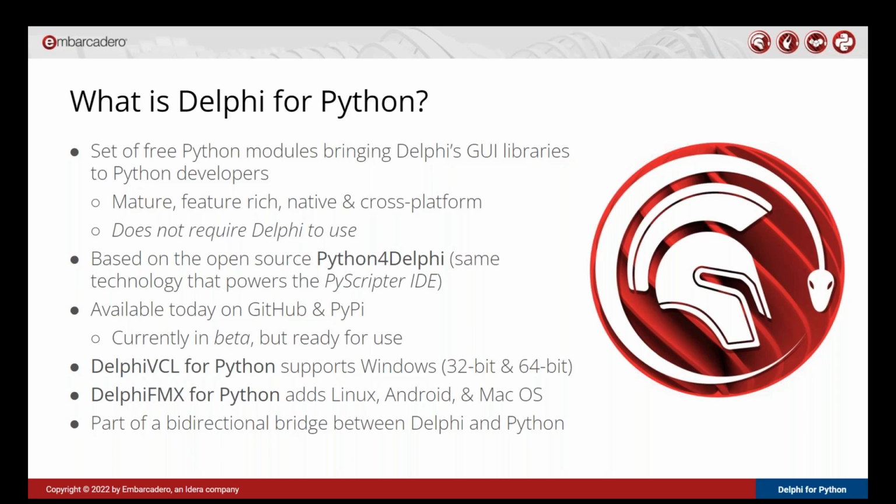Delphi for Python is a set of free Python modules that brings Delphi's GUI libraries to Python developers. Again, it does not require Delphi to use. It does bring a mature, feature-rich, native, and cross-platform GUI framework to Python development. It's based on the open source Python for Delphi bridge, which is the same technology that powers the PyScripter IDE. It is available today on GitHub and PyPI.